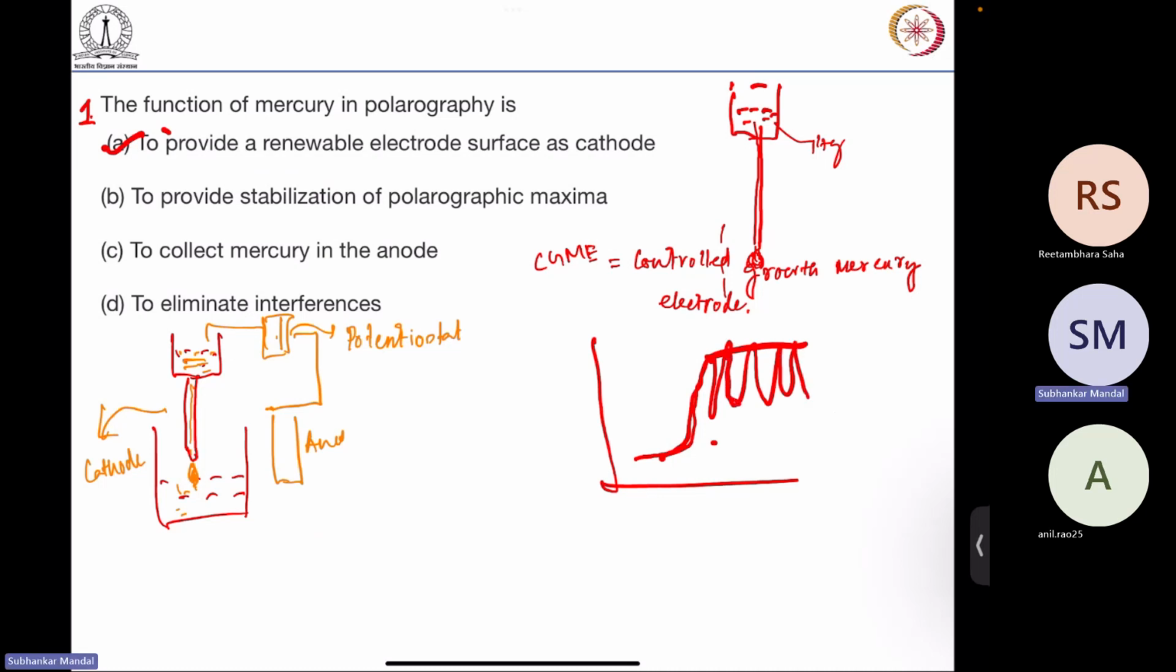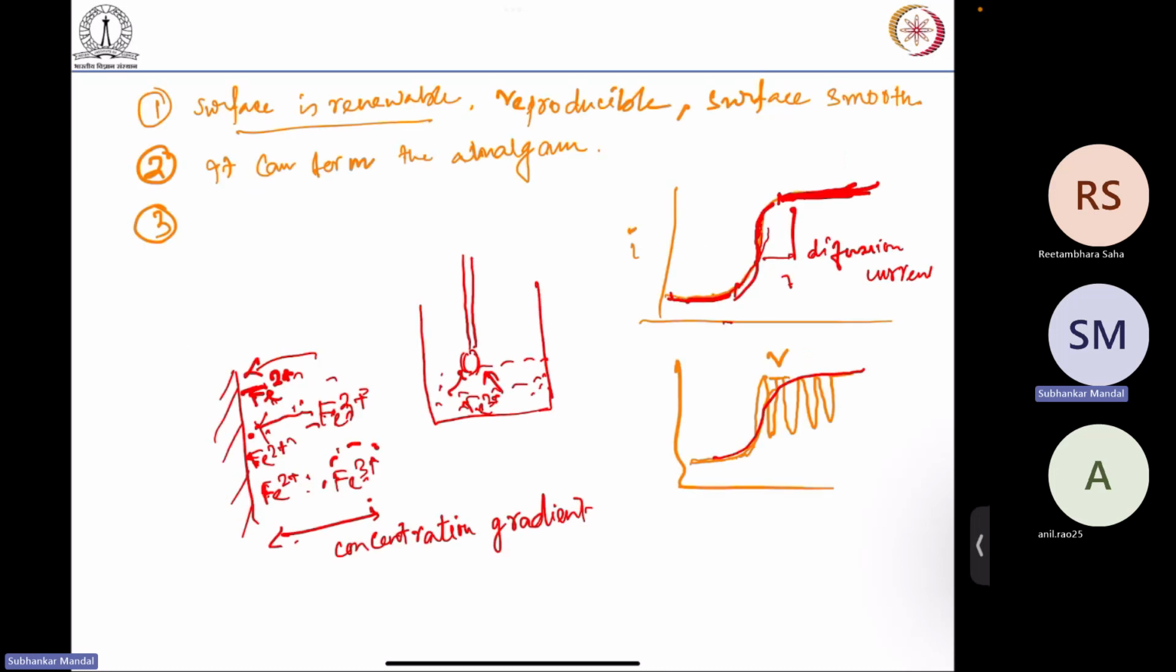Sometimes it's dropping down, so option B is not correct. To collect mercury in the anode is also not correct, but the anode can also be used as a mercury electrode. Mercury is not collecting on the anode side. To eliminate the interfaces is not the correct answer. So the correct answer is to provide a renewable electrode surface as a cathode. So this is the answer.